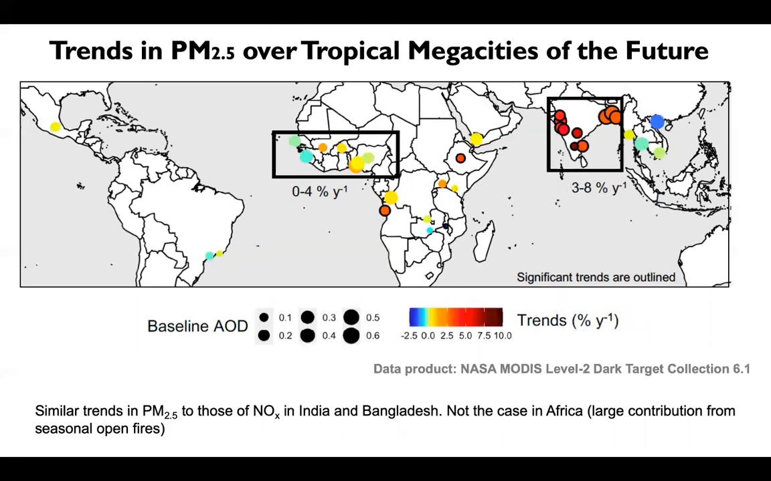We've also done this analysis for PM2.5, as well as ozone, as well as NMVOCs and ammonia, but those aren't shown here. For PM2.5, we don't see as clear an increase in West Africa as we did for NO2, but we do in India and Bangladesh, where we can see increases of between 3 and 8% per year, really dramatic increases. We think that the sort of absence of a significant trend for West Africa might be because of such a large contribution of seasonal open fires or burning of biomass in West Africa that masks the trend from anthropogenic sources.